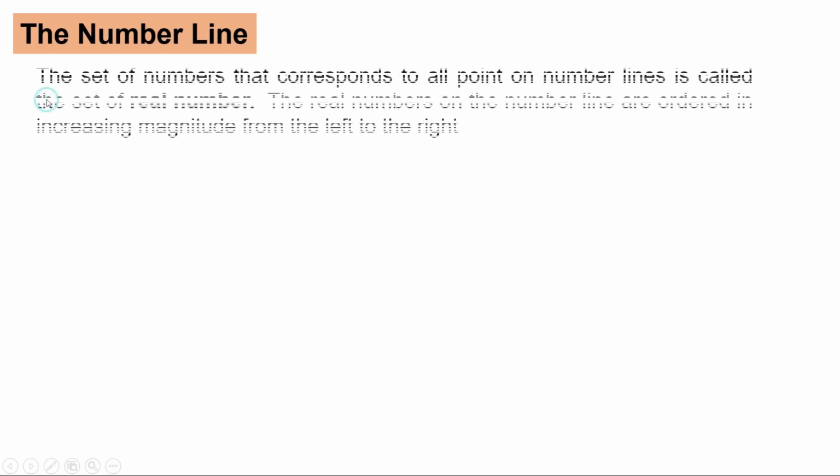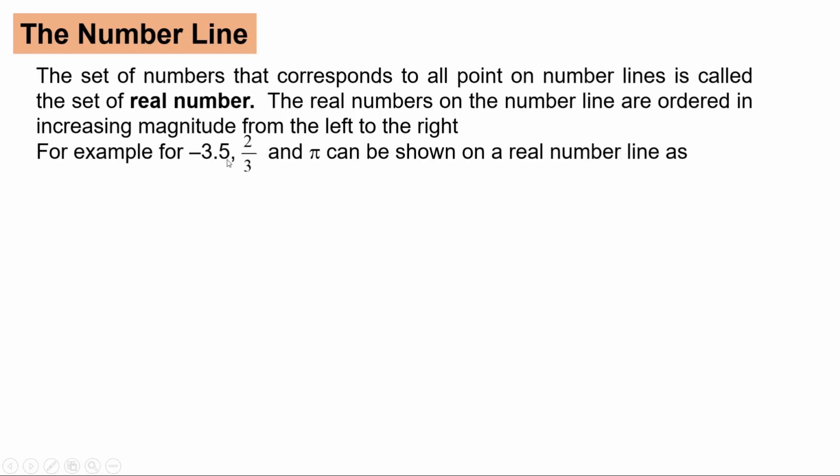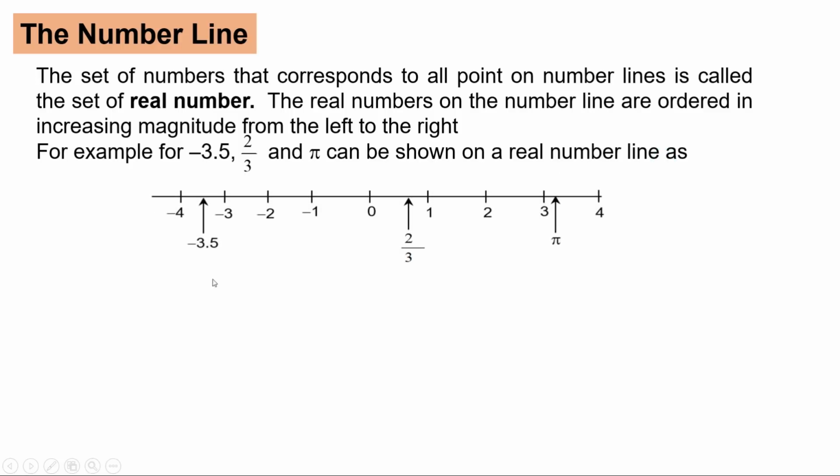The number line. The set of numbers that corresponds to all points on number lines is called the set of real numbers. The real numbers on the number line are ordered in increasing magnitude from the left to the right. For example, negative 3.5, 2 over 3 and pi can be shown on a real number line as negative 3.5 between negative 4 and negative 3, 2 over 3 between 0 and 1, and pi between 3 and 4.